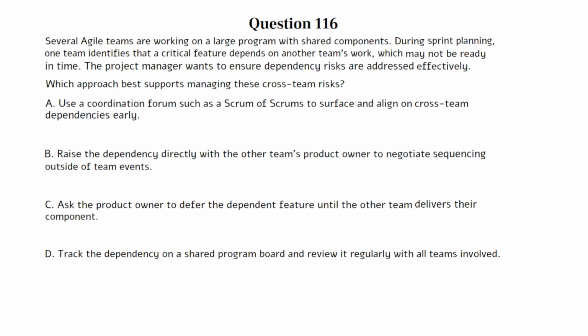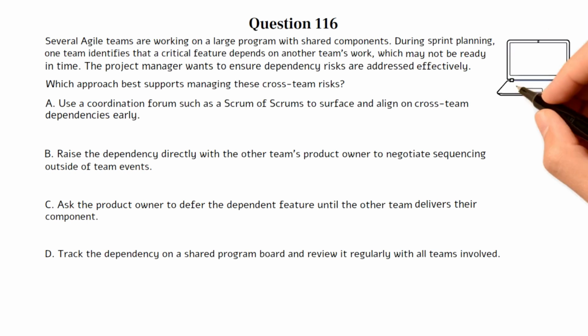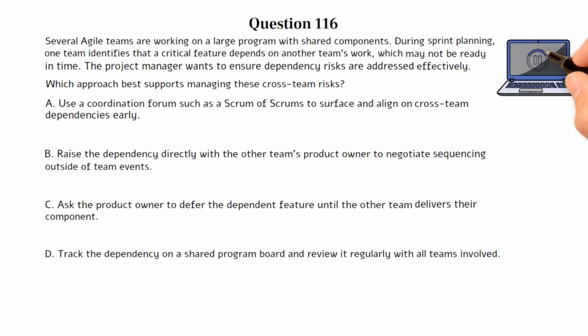A. Use a coordination forum such as a scrum of scrums to surface and align on cross-team dependencies early. B. Raise the dependency directly with the other team's product owner to negotiate sequencing outside of team events. C. Ask the product owner to defer the dependent feature until the other team delivers their component. D. Track the dependency on a shared program board and review it regularly with all teams involved. You can pause the video here if you need more time to work on the question.